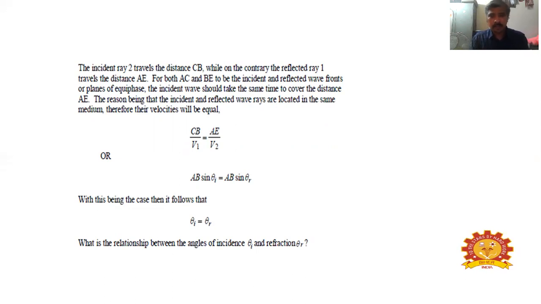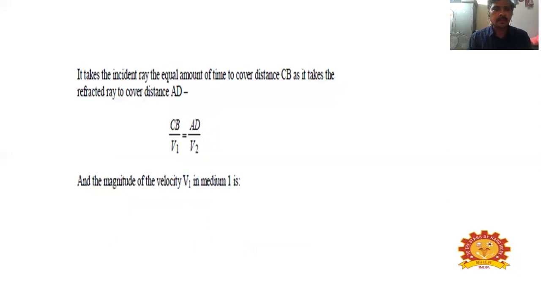For this assumption that their velocities should be equal, we come to the point that AB sin theta I is equal to AB sin theta R. With this being the case, it follows that theta I is equal to theta R. That is, the angle of incidence should be equal to the angle of reflection. So what should be the relationship between the angle of incidence and the angle of refraction, theta T? Of course, it takes the incident ray an equal amount of time to cover the distance CB as it takes the refracted ray to cover distance AD.